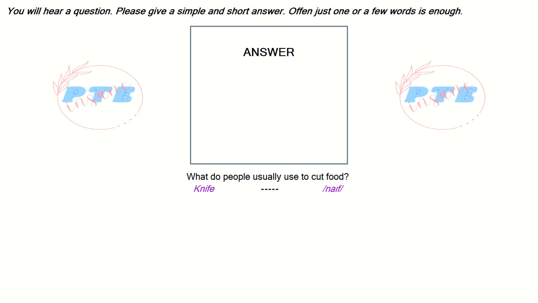What do people usually use to cut food? Knife.